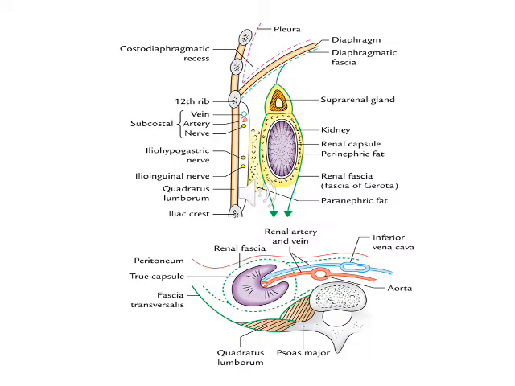Look at this picture carefully. You can see in the above picture the kidney is surrounded by the renal capsule. Outside of that is the perinephric fatty layer, and the green colored line represents the renal fascia. This renal fascia encloses the kidney as well as the suprarenal gland. From above, the renal fascia is continued with the diaphragmatic fascia.